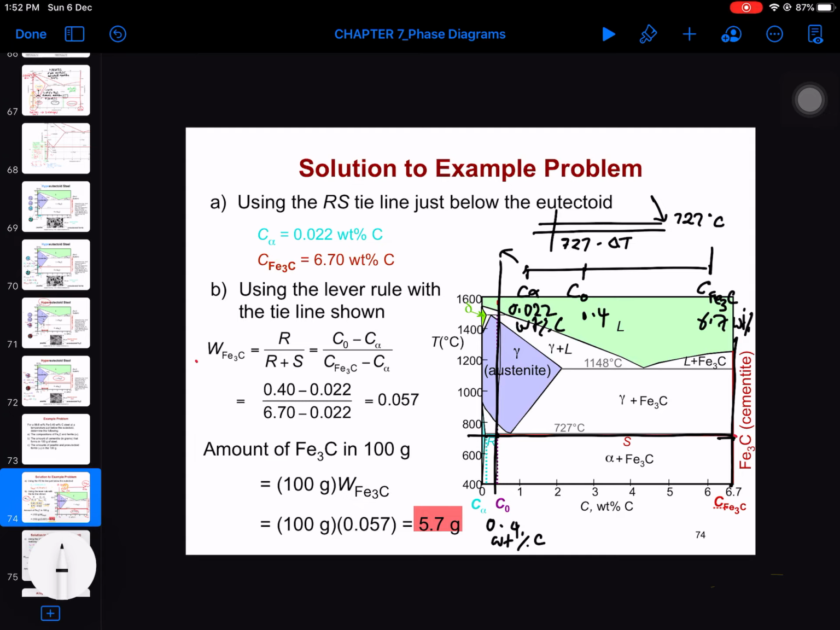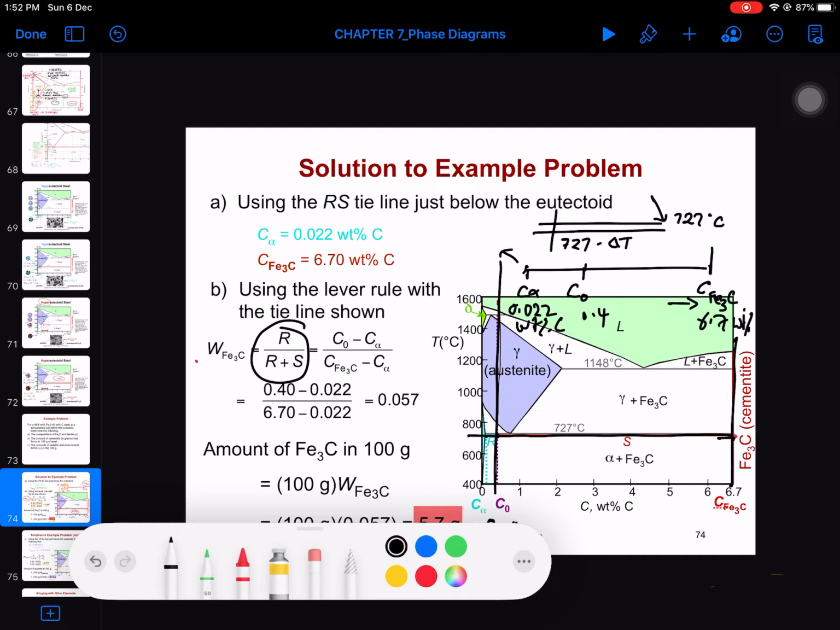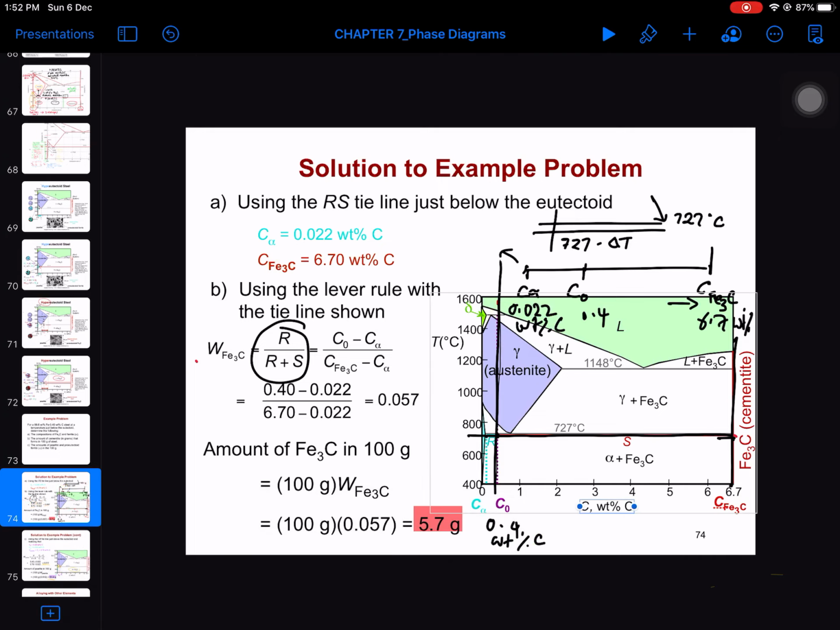Using the lever rule, we can calculate the weight fraction of the cementite. If you want to follow this, you can always follow it, but if you want some shortcuts, just look at your tie line. You know you are looking for the weight fraction of cementite, so you need to get the line on the opposite side of the tie line.